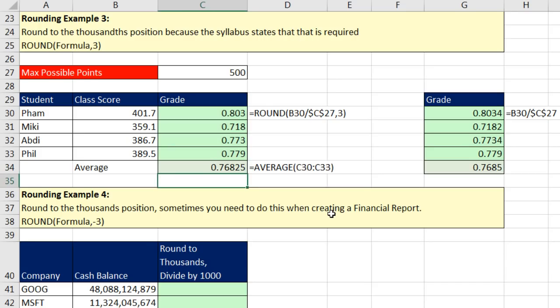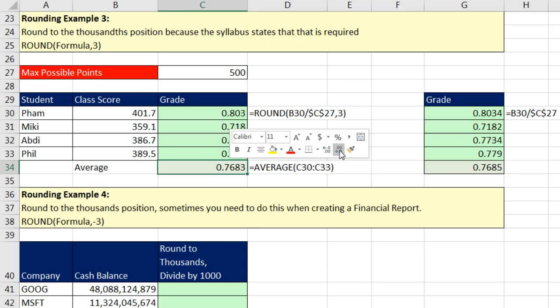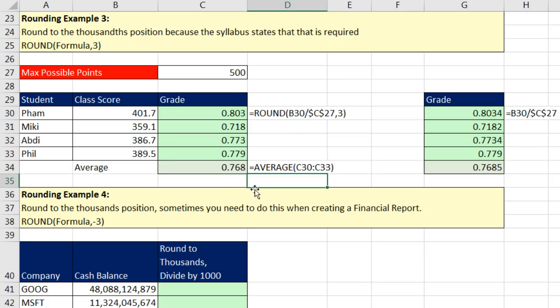So when I hit Enter, whoa, wait a second. The answer isn't properly rounded. Now, two things. One is we're actually not using this in a subsequent calculation. So we can simply right-click and on the mini toolbar, use our decreased decimals. If we're just looking at it, that's sufficient.